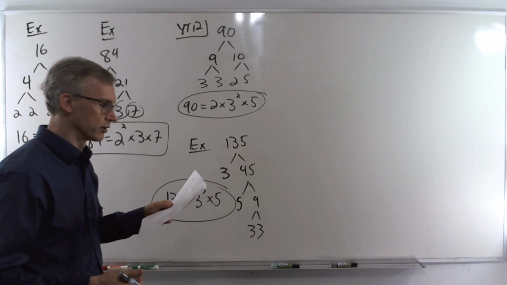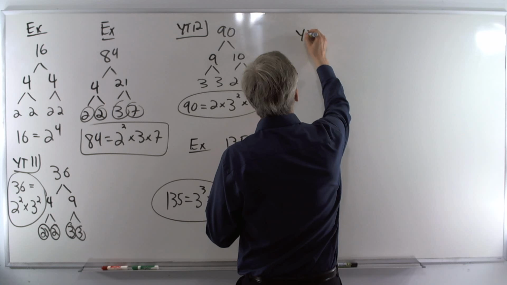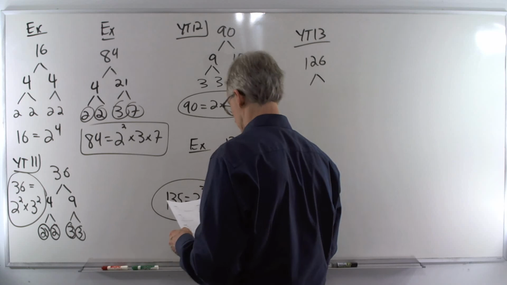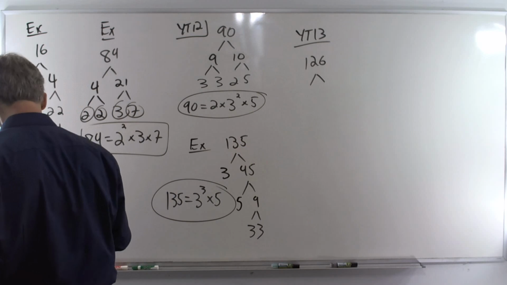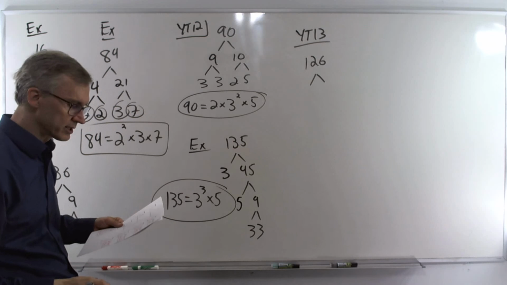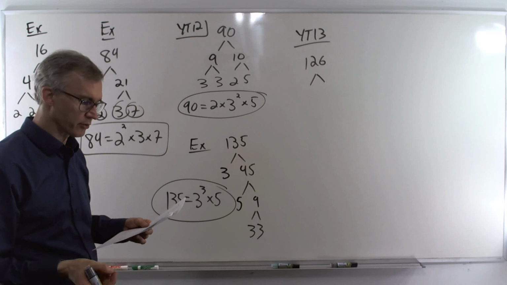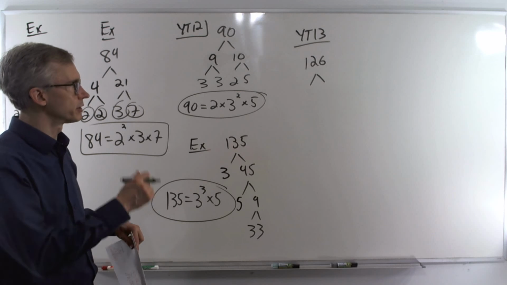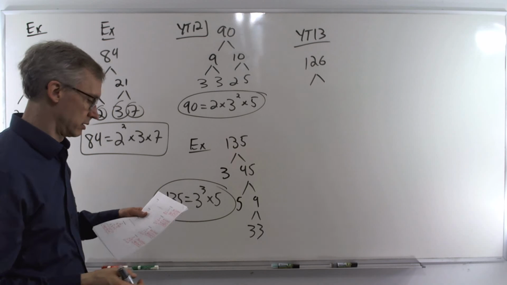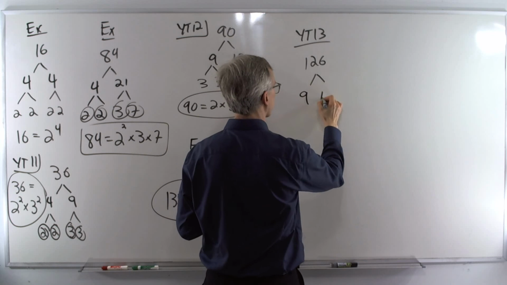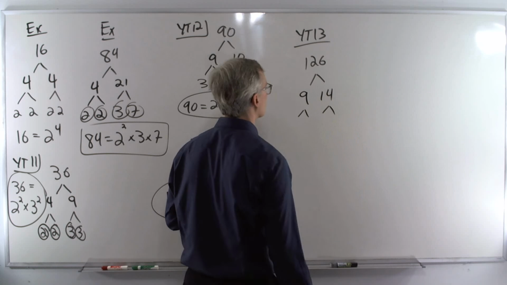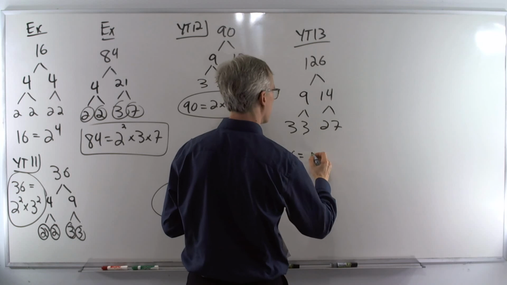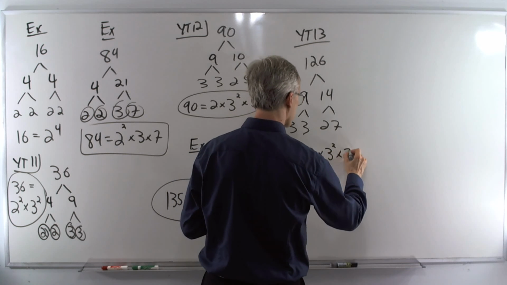Your turn number 13, 126. So 126, it's divisible by 2 and 3, but not by 5. So to do this one, we could divide by 2, get 63 times 2. I'm going to do 9 times 14. So 9 is 3 times 3, 14 is 2 times 7, and we get 126 equals 2 times 3 squared times 7.